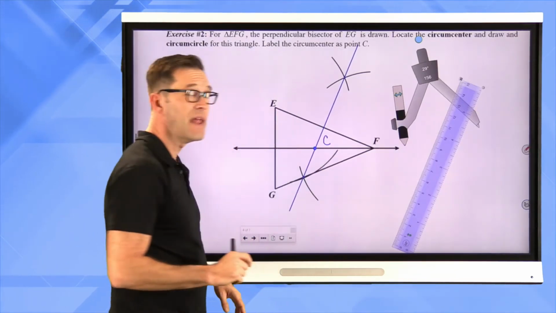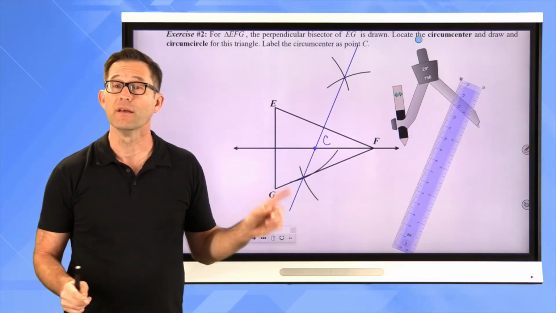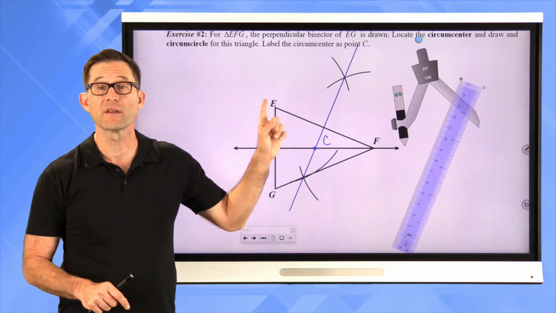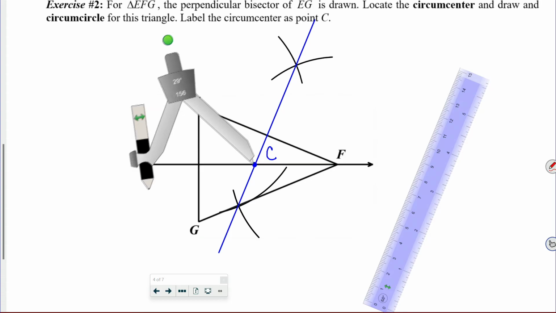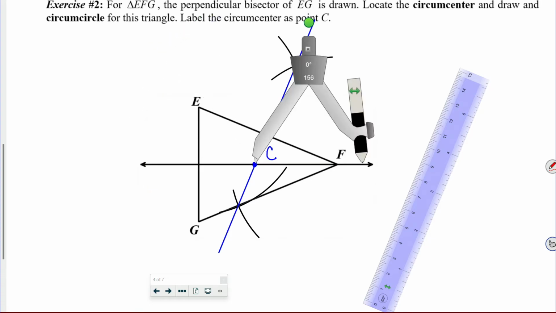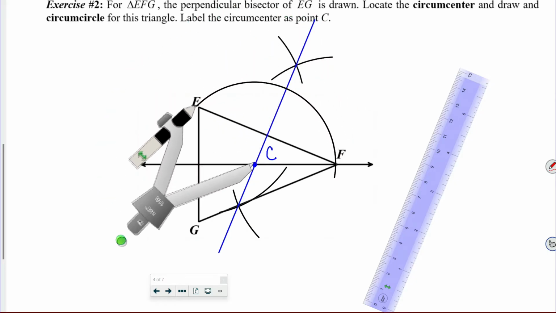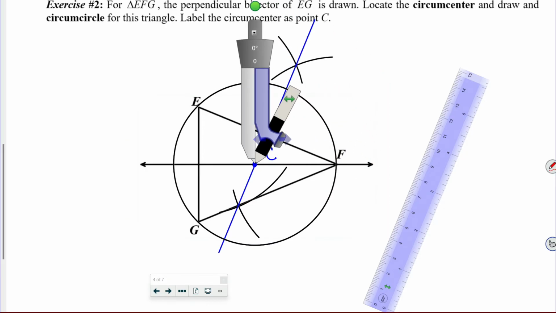All right. Now we want to draw the circumcircle. The key is the circumcenter is the center of that circle, and it's equidistant from point E, G, and F. So I can use any one of those 3 points as my radius. And it probably makes most sense to use point F, although you never know. Again, that looks pretty good. Let's see how accurately I found my circumcenter. Not too bad.